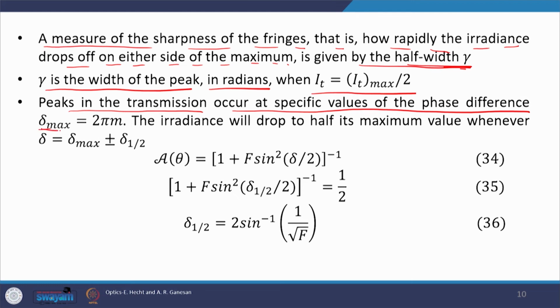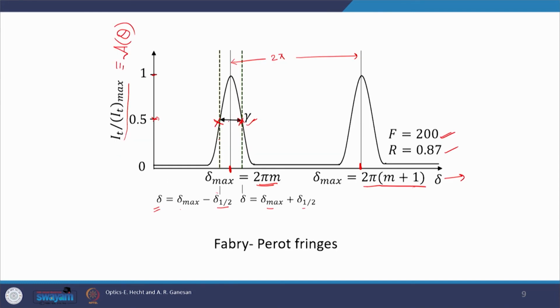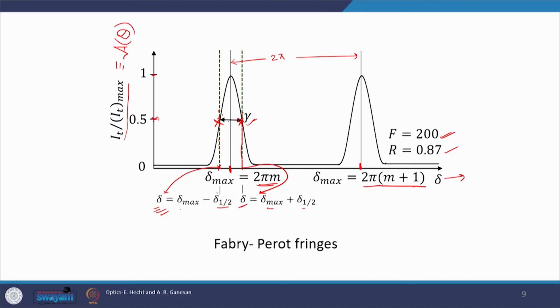Delta maximizes when it is equal to 2 m pi, and irradiance will drop to half of its maximum value whenever delta is equal to delta max plus or minus delta half, and this is what is shown here. These are the edges which define the gamma, and here the value of delta is delta max minus delta half, and here the value of delta is delta max plus delta half. Now, if you know the value of the phase difference and calculate the value of relative irradiance there, you will see that it is half of the maxima.